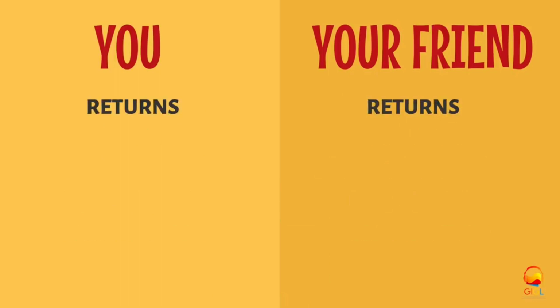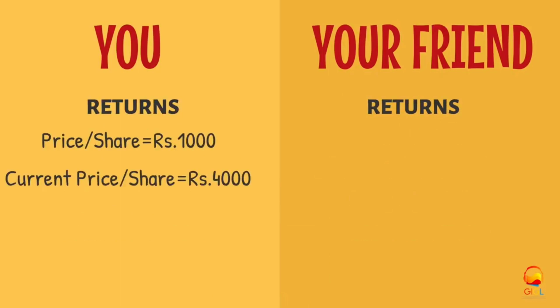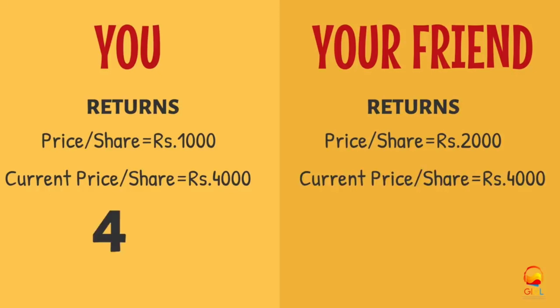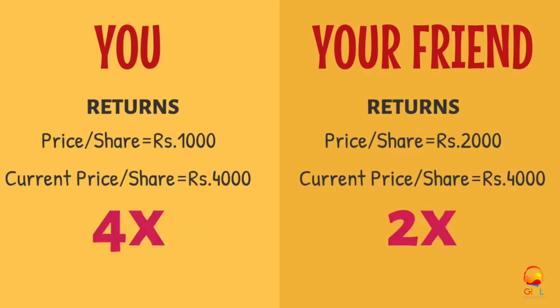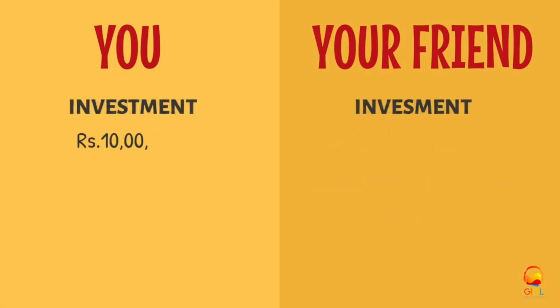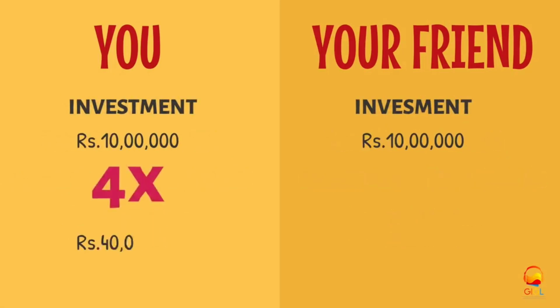Now let's see the returns of both of you. You had bought each share at 1,000 rupees and now it has become 4,000 rupees. But your friend had taken each share at 2,000 and that too sold for 4,000. That is, you have 4x return while your friend has 2x return. This means that the PE also made your return 2 times that of your friend. If you and your friend had invested 10 lakh in this company, yours would have become 40 lakh but your friend's 20 lakh.